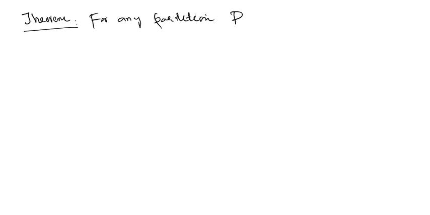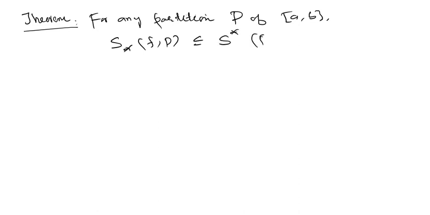So now let's see the first theorem. For any partition P of [a, b], the lower sum is less than or equal to the upper sum. Okay, for any partition P of [a, b]. Proof.